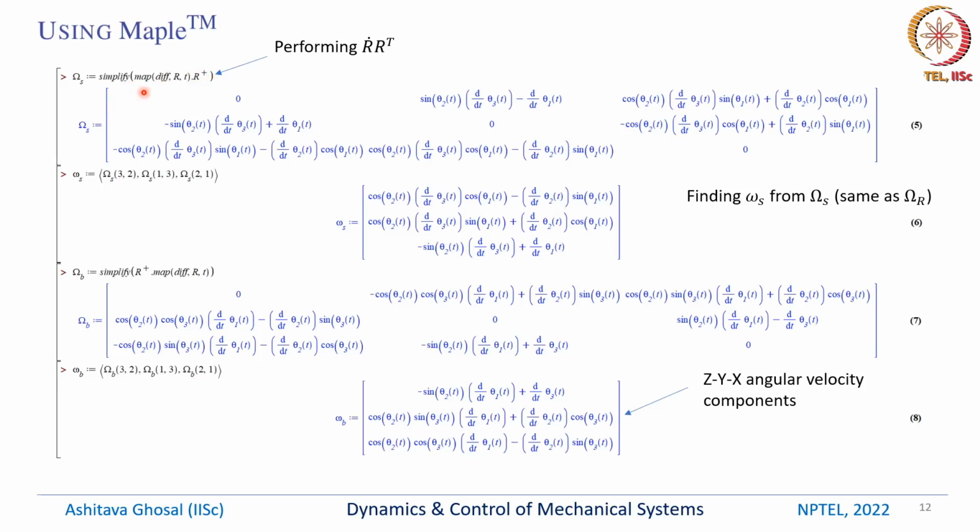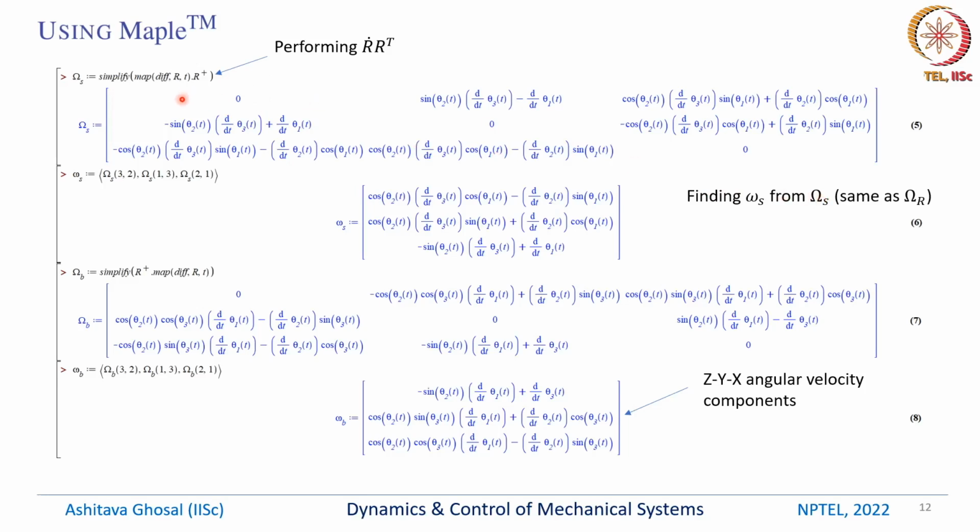Wherever possible, it will try to simplify using trigonometric identities, and if something is 0, it will make it 0. Remember, in a skew symmetric matrix, the diagonal terms should be 0, and it will automatically make them 0. So how does it know this is a skew symmetric matrix? Basically, after doing simplification, it will see that these elements are 0.